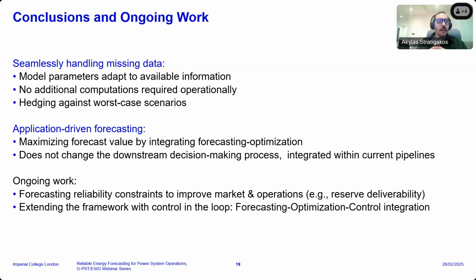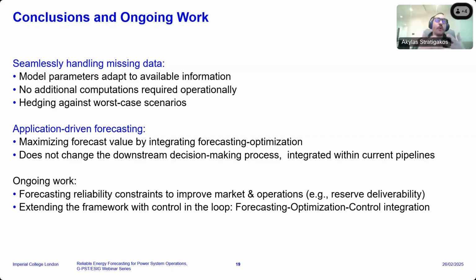In the second part, Wangkun presented application-driven forecasting, which in effect integrates mathematical optimization with machine learning in order to maximize the value of our forecast, considering a downstream decision-making process. An important feature here is that this can be integrated with any existing pipeline, and there is no need to actually change the downstream decision-making problem. So we don't need to stochastically clear the market. We can use deterministic forecasts, but ones that minimize, for instance, decision-making cost.